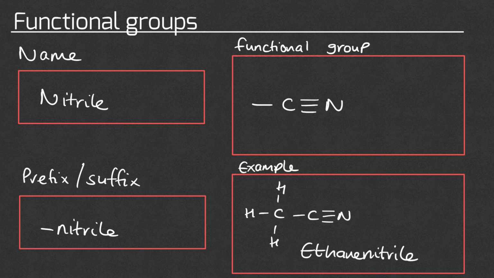It's important to remember the carbon which is part of the functional group here does form part of the longest chain. So it's not methane nitrile. The whole functional group is the nitrogen part here. So the name is ethane because there are two carbons, and then nitrile.